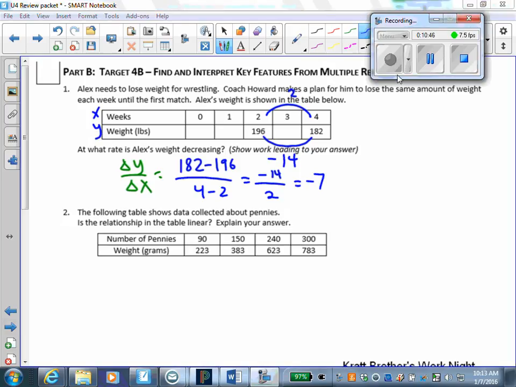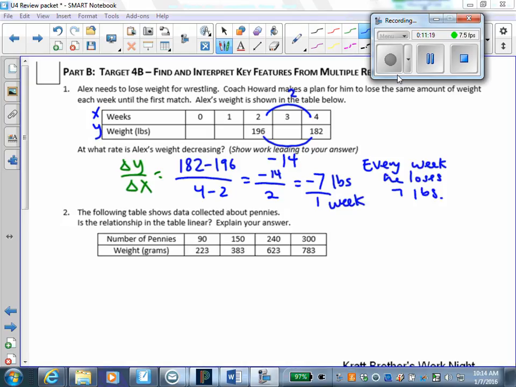What was I saying? So I guess we found our slope is negative 7. And then when it says at what rate is his weight decreasing, we can make that a fraction, negative 7 over 1. The negative 7 is the pounds, and the 1 is the weeks. So we could say every week his weight goes down 7 pounds, or every week he loses 7 pounds. That's a lot of weight to lose in a week.